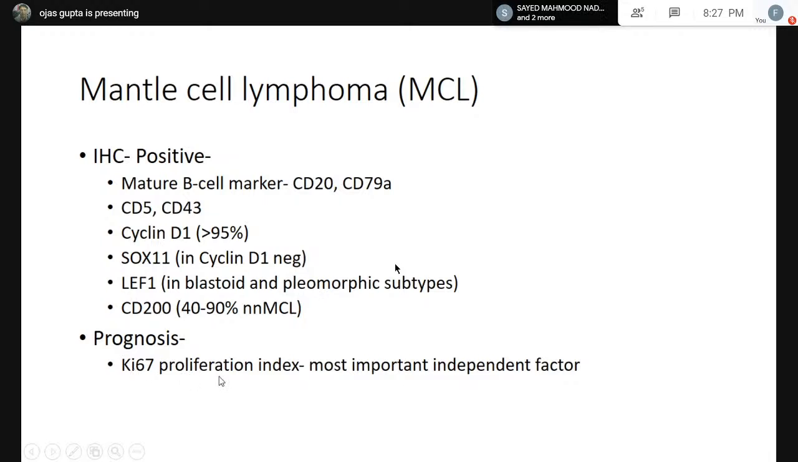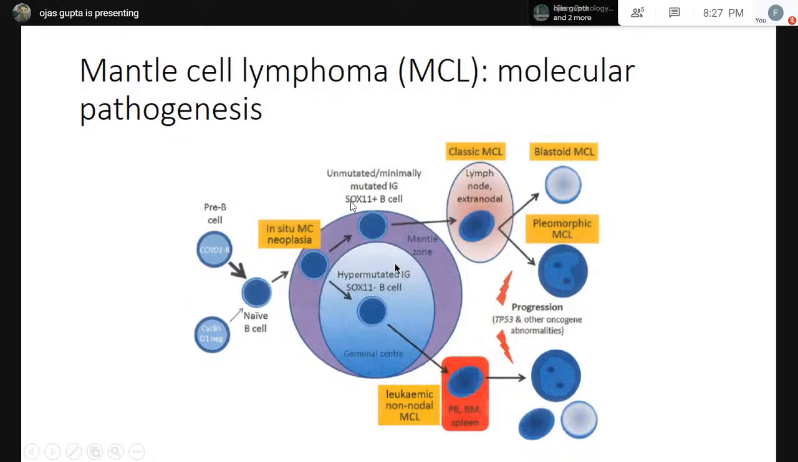For prognosis, Ki67 proliferation index is the most important independent factor. So this is the molecular pathogenesis of mantle cell lymphoma. A pre-B cell, which can be either cyclin D1 positive or negative, will give rise to a naive B cell, and then these naive B cells will move to the inner mantle zone, and then they will be in situ mantle cell neoplasia.